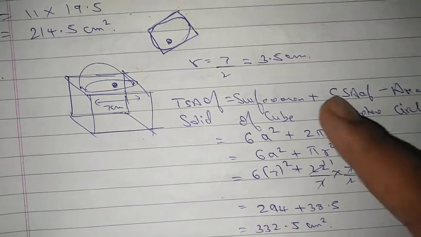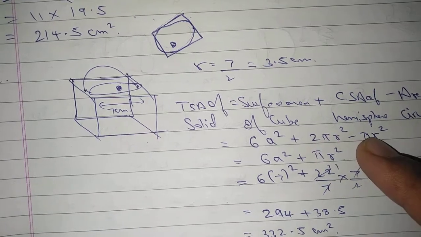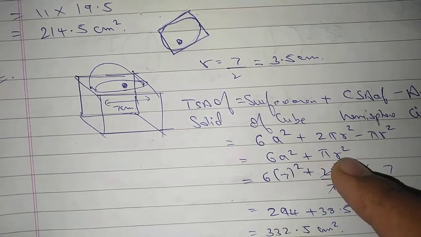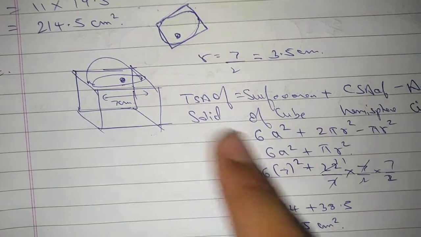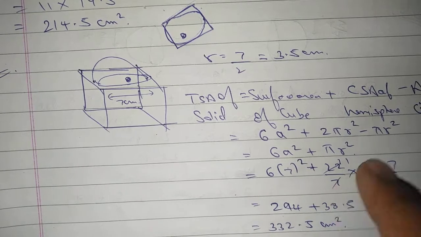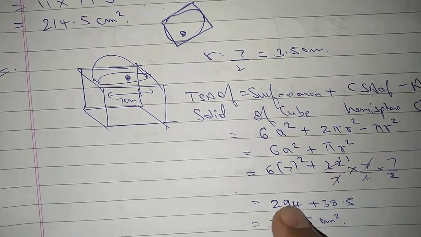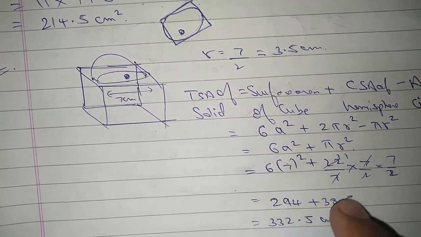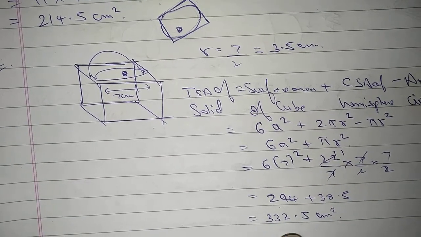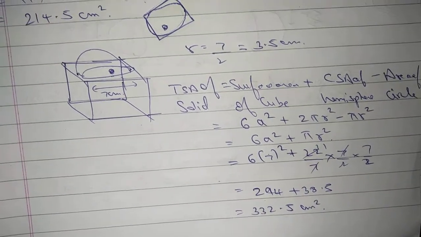So look at the answer now. 6a² + 2πr² − πr², that is 2πr² minus πr² only. Now put the values. a is what? Side 7. 22 upon 7, r is 7 by 2, 7 by 2. 7 and 7 cut, 2 elevens are, this is 294. When I solve this one, 38.5. Add both of these, 332.5 centimeter square is the answer.